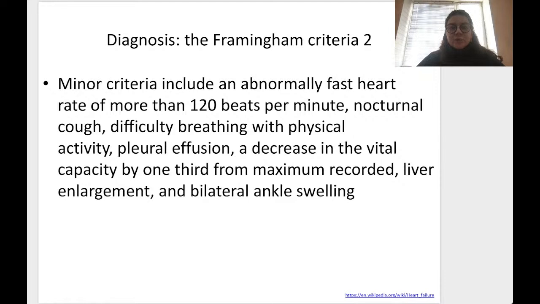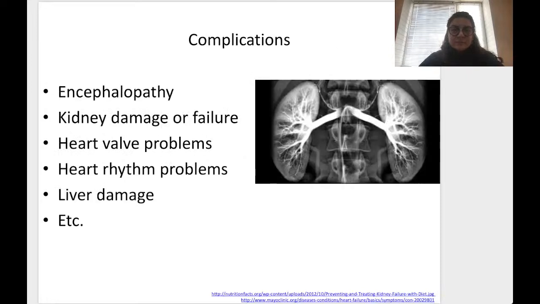Minor criteria include fast heart rate of more than 120 beats per minute, nocturnal cough, difficulty breathing with physical activity, pleural effusion, decrease in vital capacity by one third from the maximum recorded, liver enlargement, and bilateral ankle swelling. Complications of heart failure: in its turn, heart failure can lead to encephalopathy, kidney damage or failure, heart valve problems, heart rate problems, liver damage, etc. These are the main target organs.